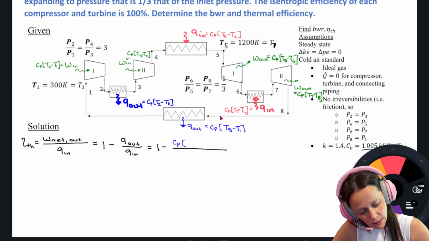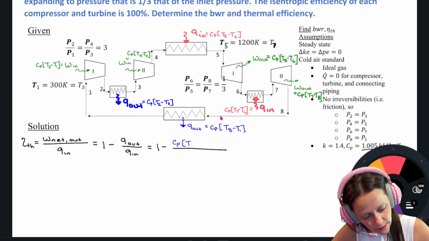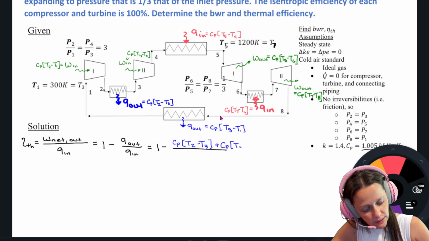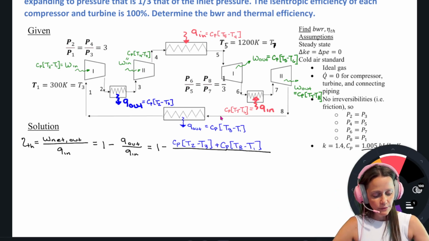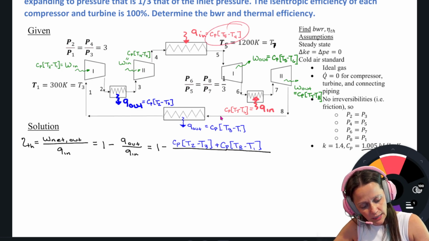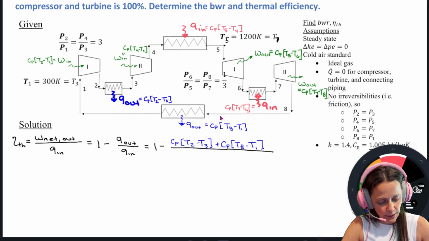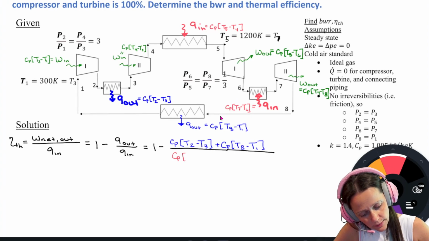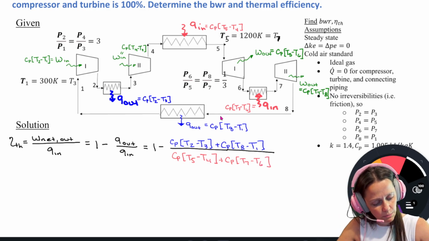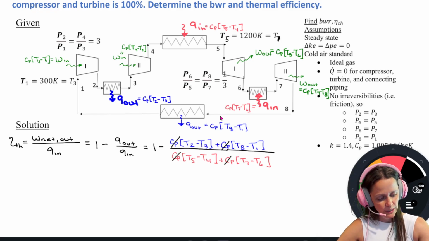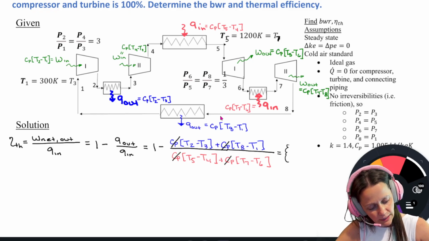So the Q out, I got two of those terms. I got CP times T2 minus T3, and then I've got another one, CP times T8 minus T1. Perfect. And then I've got my Q in, which is this guy and this guy. So I got the primary combustion process, CP times T5 minus T4, plus CP times T7 minus T6. Perfect. And of course, that CP is going to go away. Those are going to get divided out, and I'm going to get a final answer here.